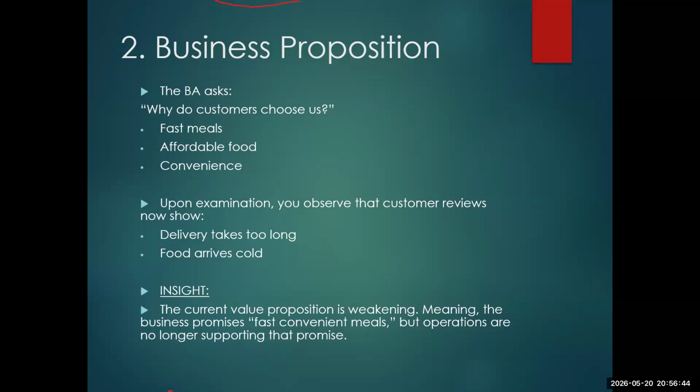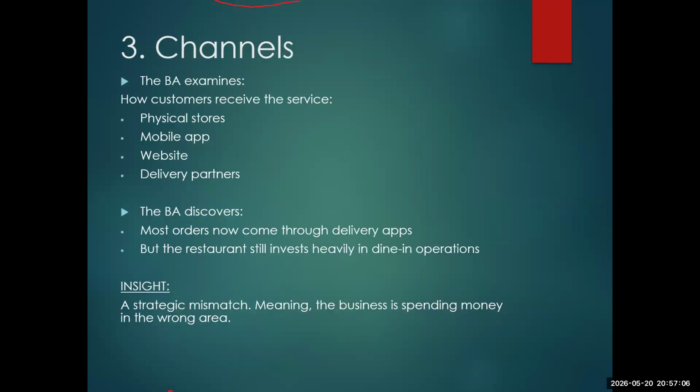Again, another insight can be drawn. The current value proposition is weakening, meaning that the business promises fast, convenient food, but on the contrary, operations are no longer supporting that promise. So that's another insight. There may be many insights. I'm just trying to move fast, so we're just picking insights that can be dropped from each block. The third block is the channel.